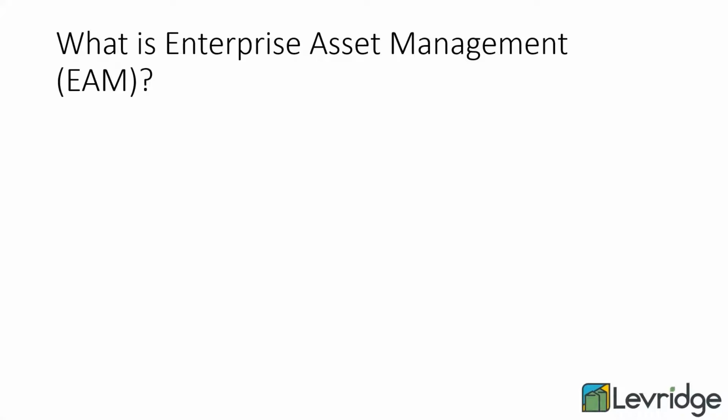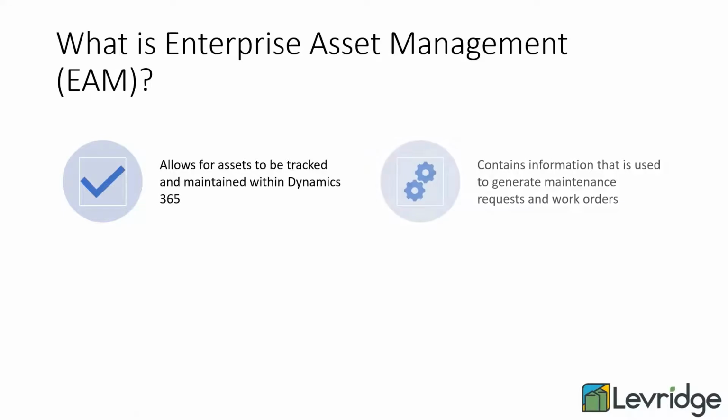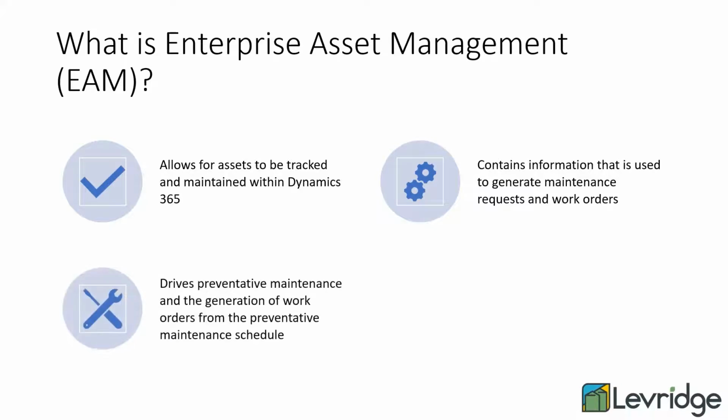So really the first question is, what is enterprise asset management, right? We're talking about being able to track these assets inside of a system. What do we need to be able to do from an EAM-based capability? And first things first is that we allow you basically to be able to track and really maintain assets inside of Dynamics 365. And we can use this obviously to generate what we call maintenance requests and then also work orders inside of the system so that we can tackle those particular requests and work orders.